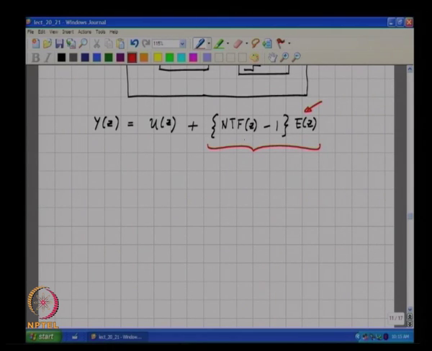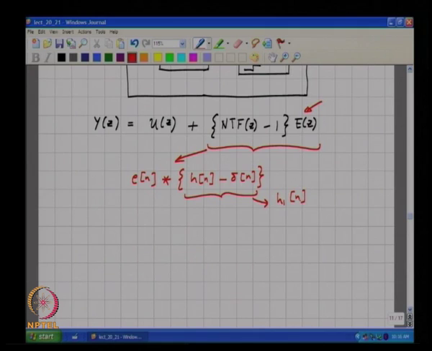In the time domain, this corresponds to the convolution of E of n with a filter whose impulse response is h of n minus delta of n, correct. Let us call this h1 of n, just not to keep carrying h minus delta all over the place.